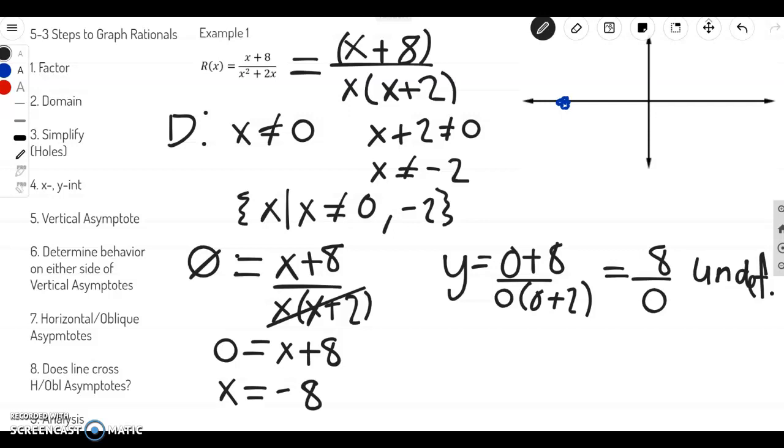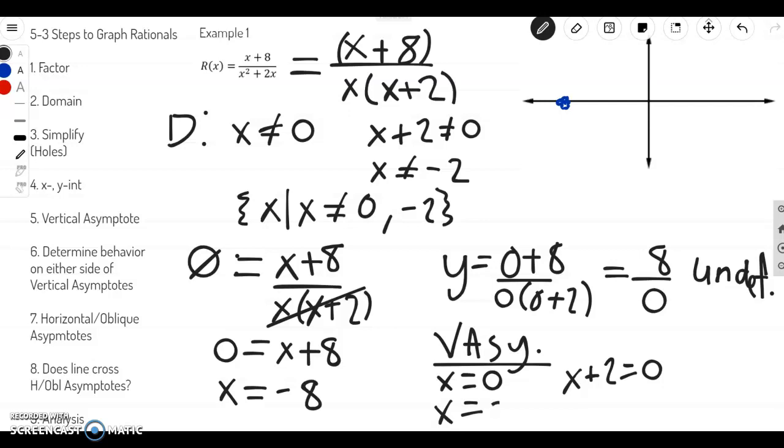Alright, next thing we need to do is find the vertical asymptote. So the vertical asymptote is going to look similar to the way we found the domain, but it's just going to be equations. To find the vertical asymptote, you set each factor in the denominator equal to 0. So we have x equals 0 and x plus 2 equals 0.